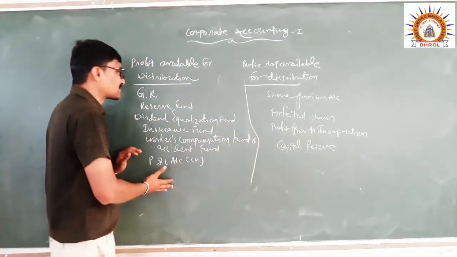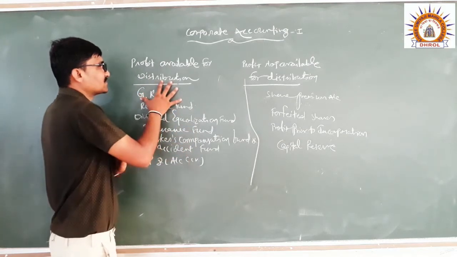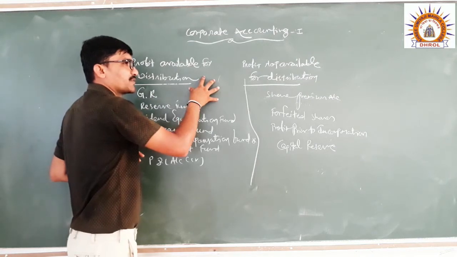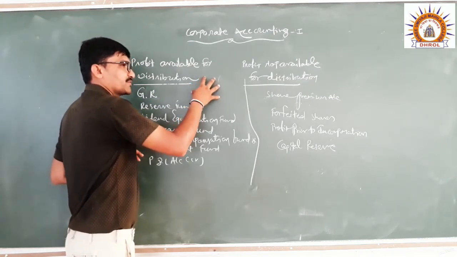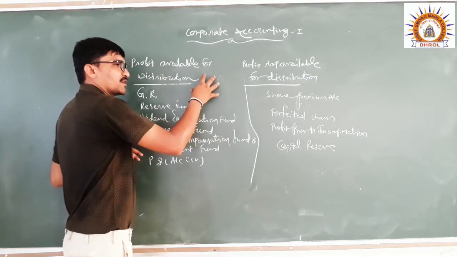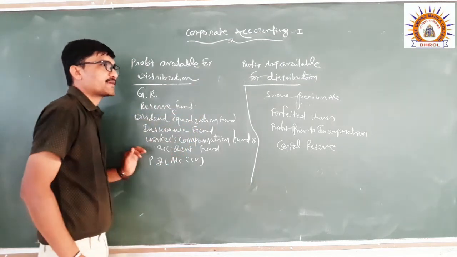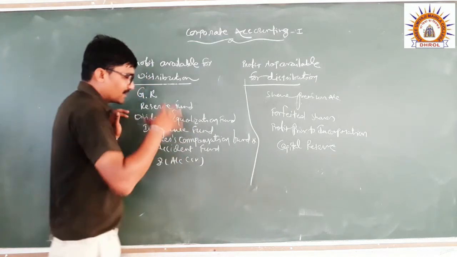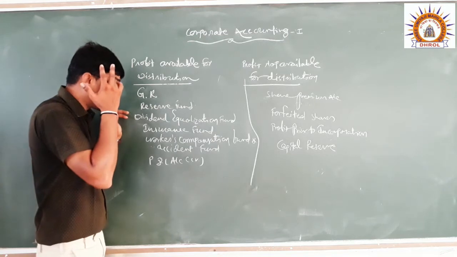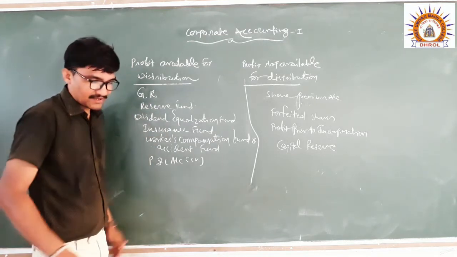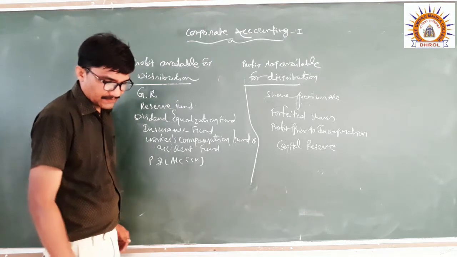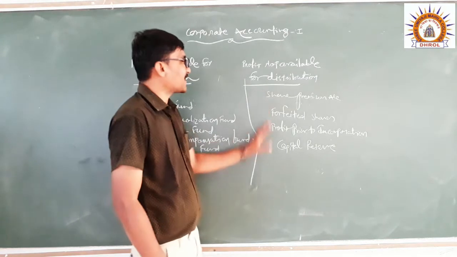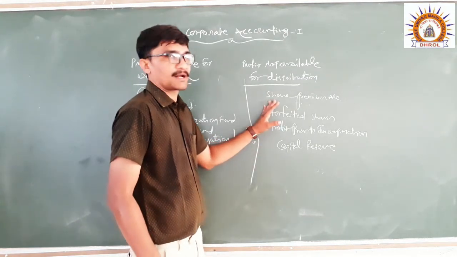So these are the list of profits available for distribution of dividend, the purpose of which is transfer to capital redemption reserve account. Out of all these items, these items are affected or connected with the capital redemption reserve account, which is transferred to CRR, and the other items are not transferred to CRR.